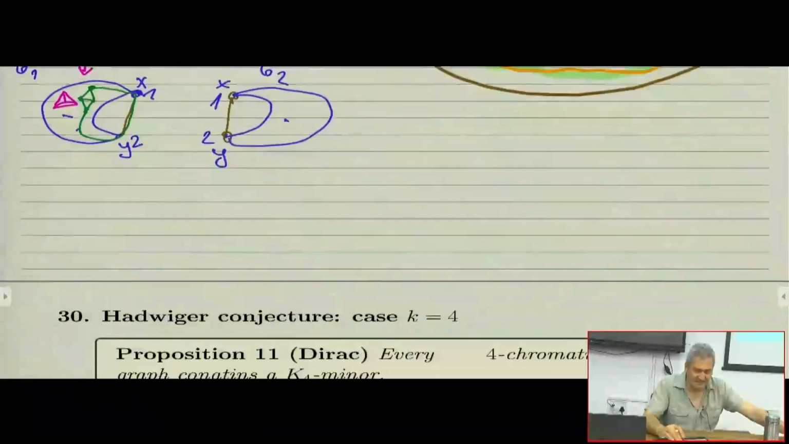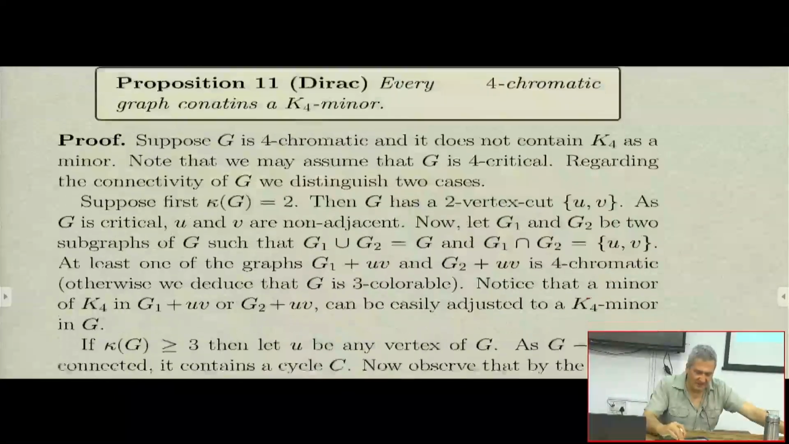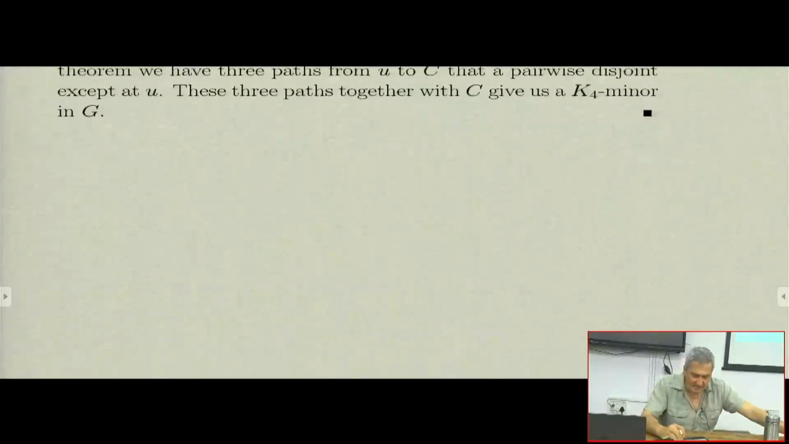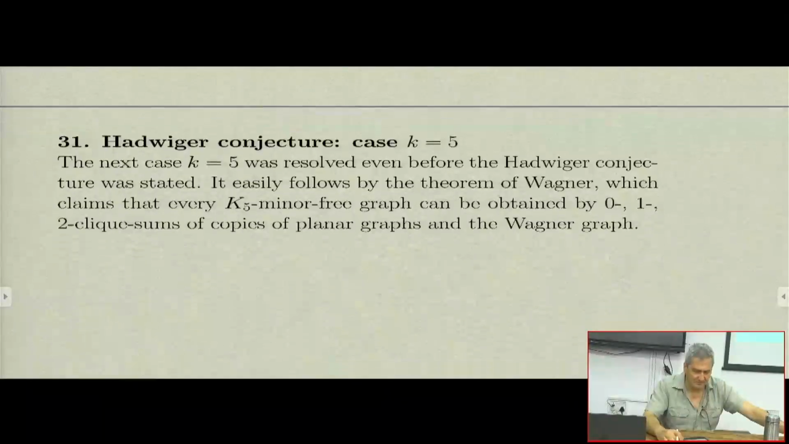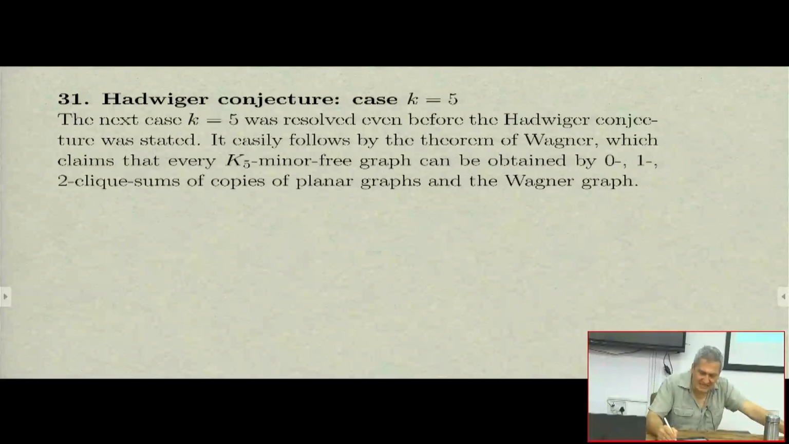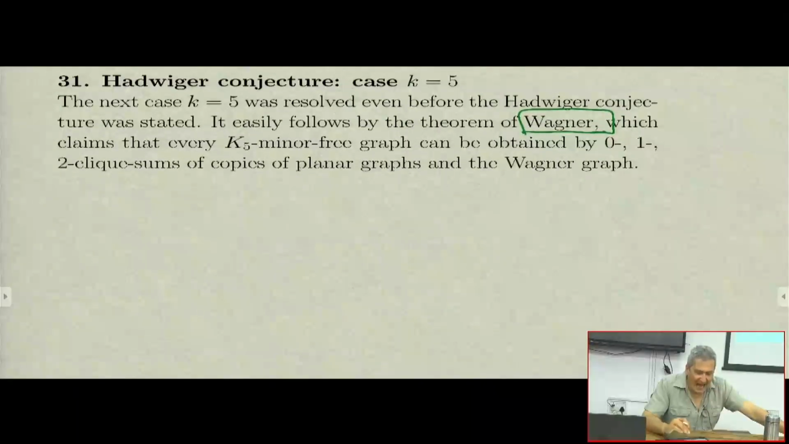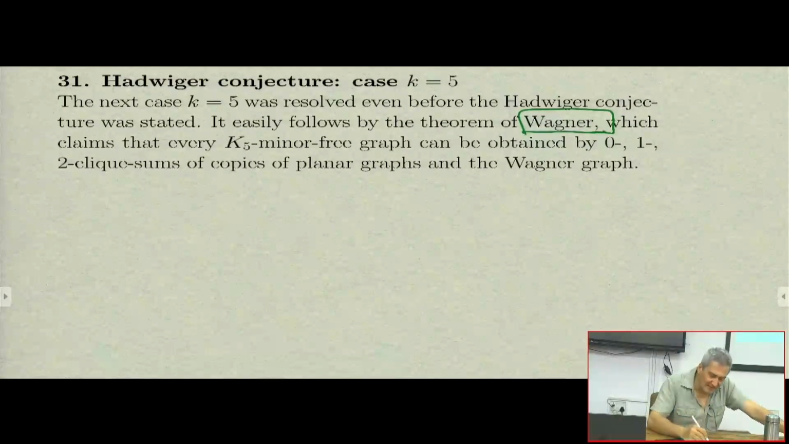K5, it's an interesting case. This is what we prove now here. K5 is an interesting case because K5 is equivalent to the 4-color theorem. This is done by Wagner, and it follows very easily. So what do we have to prove? Wagner even resolved this case before the Hadwiger conjecture was stated. Wagner proved this.